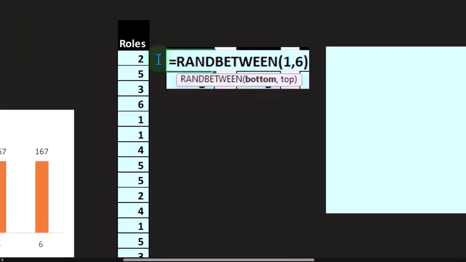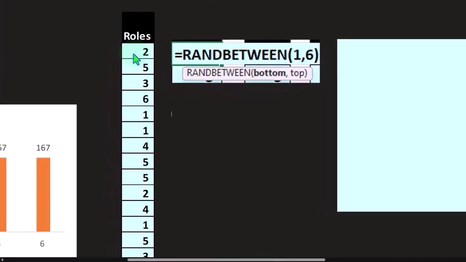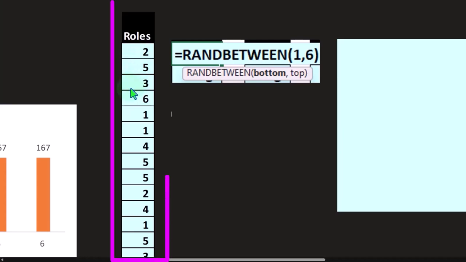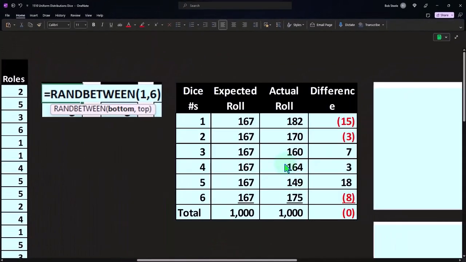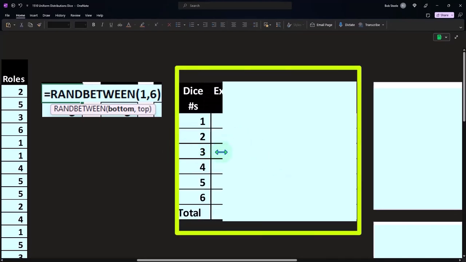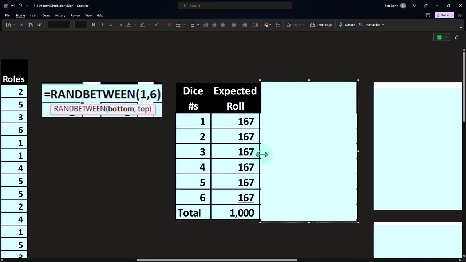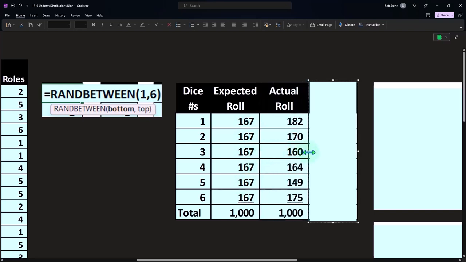Of 1 through 6. So the likelihood of this one coming out a 2 was 1 out of 6, right? So we rolled a 2, then we rolled a 5, then we rolled a 3, then we rolled a 6, then we rolled a 1, a 1, a 4, and so on and so forth. So if we take that data, we can say, okay, now we've got the dice 1 through 6. We've got the expected rolls were even. This is what we expected to happen, but this is what actually happened.